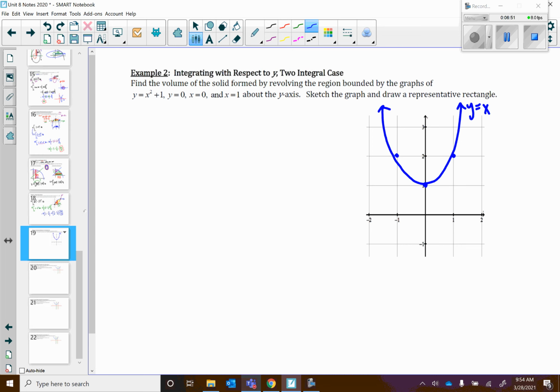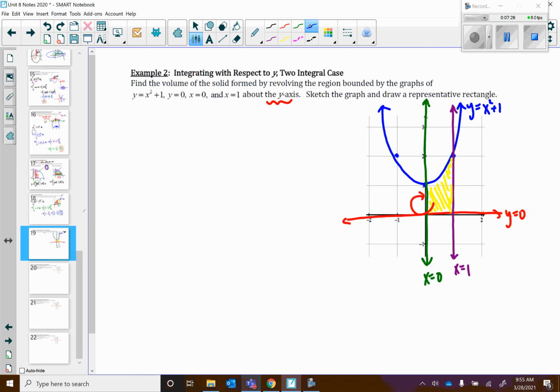Y equals x squared plus 1. The line y equals 0, so that's our x-axis. The line x equals 0, y-axis, and x equals 1. So this is our region, and we are revolving this region about the y-axis. So we're going around this way.